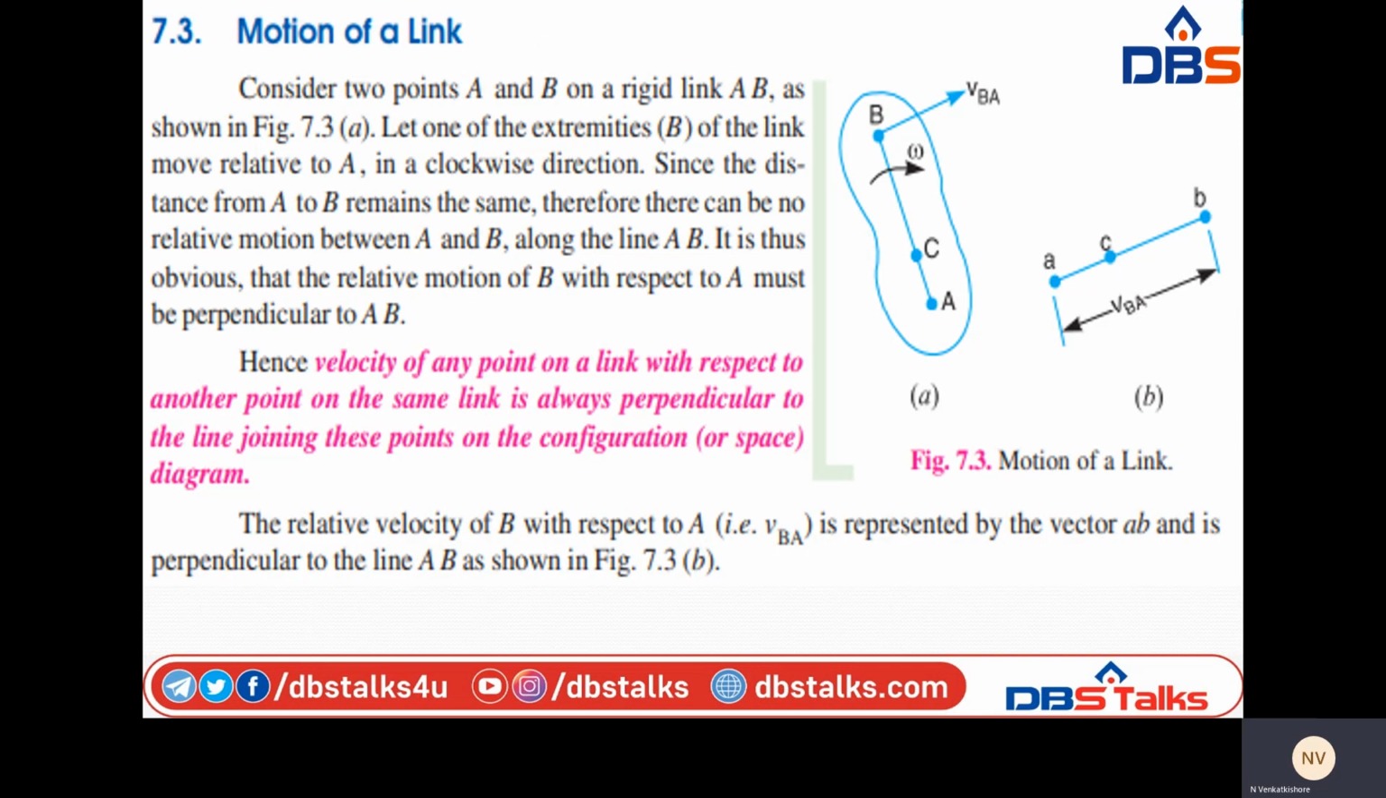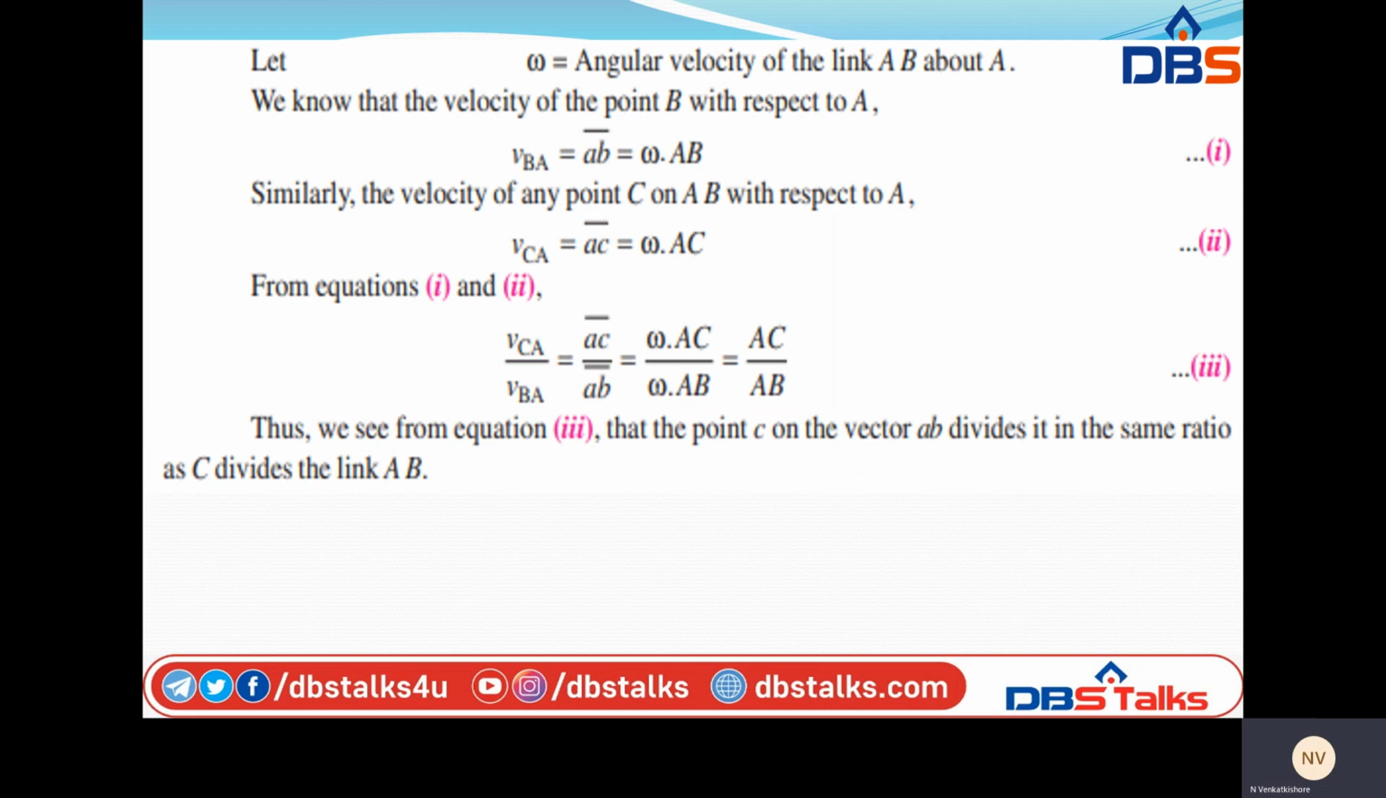VBA is equal to the vector AB bar, and AB bar is equal to omega into capital AB. Similarly, the velocity of any point C on AB with respect to A, that is VCA. Any point C with respect to A means CA is equal to AC bar, that is equal to omega AC.